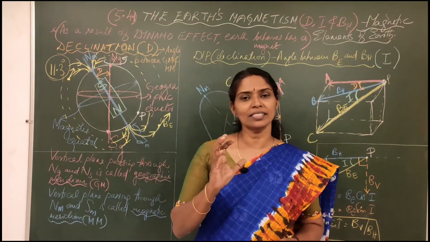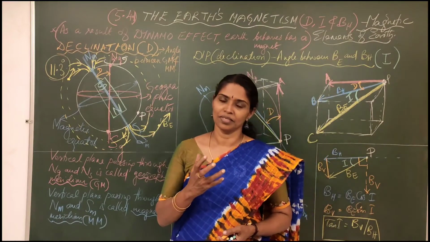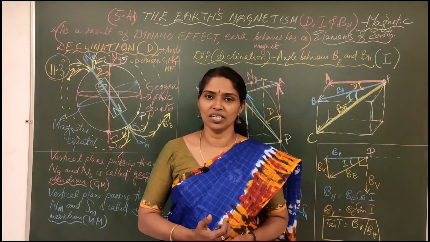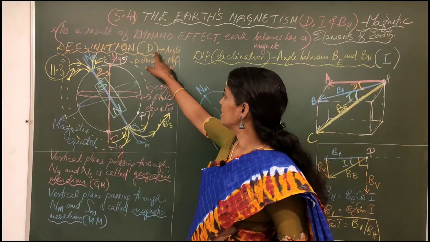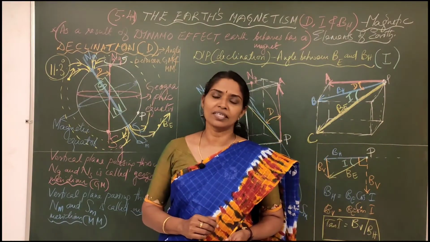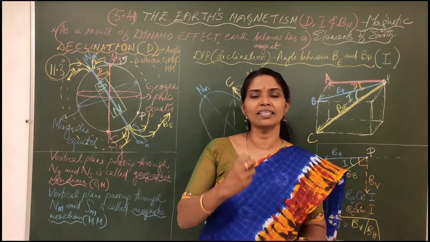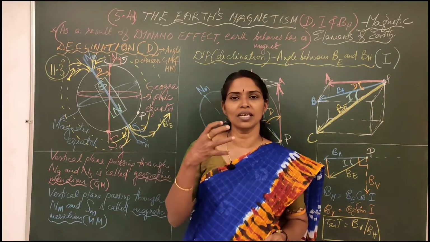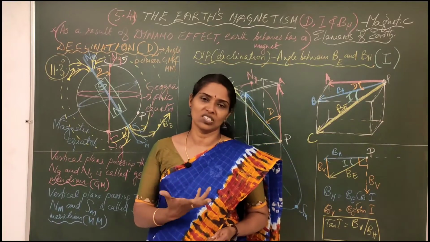Earth has a magnetic field around it. That magnetic field around the Earth is considered to be arising from an effect known as the dynamo effect. Dynamo means dynamic, means moving. So something well inside the Earth is found to move. That something is molten iron, nickel, etc.